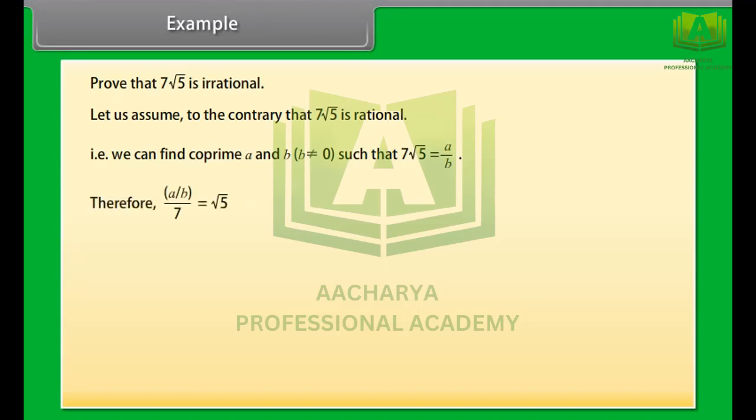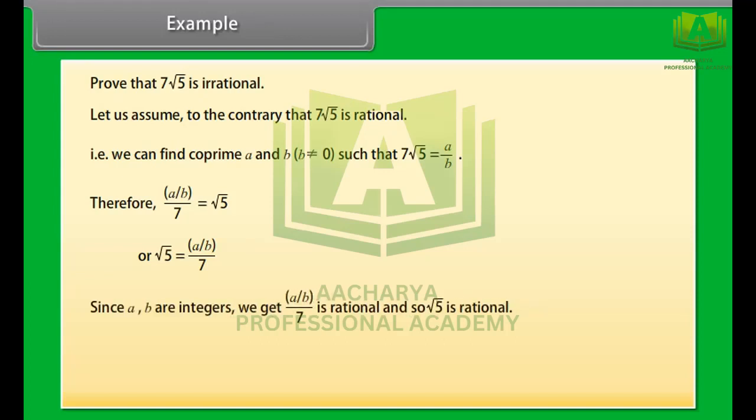Therefore, a upon b upon 7 is equal to square root 5, or square root 5 is equal to a upon 7b. Since a, b are integers, we get a upon 7b is rational, and so square root 5 is rational. But this contradicts the fact that square root 5 is irrational.